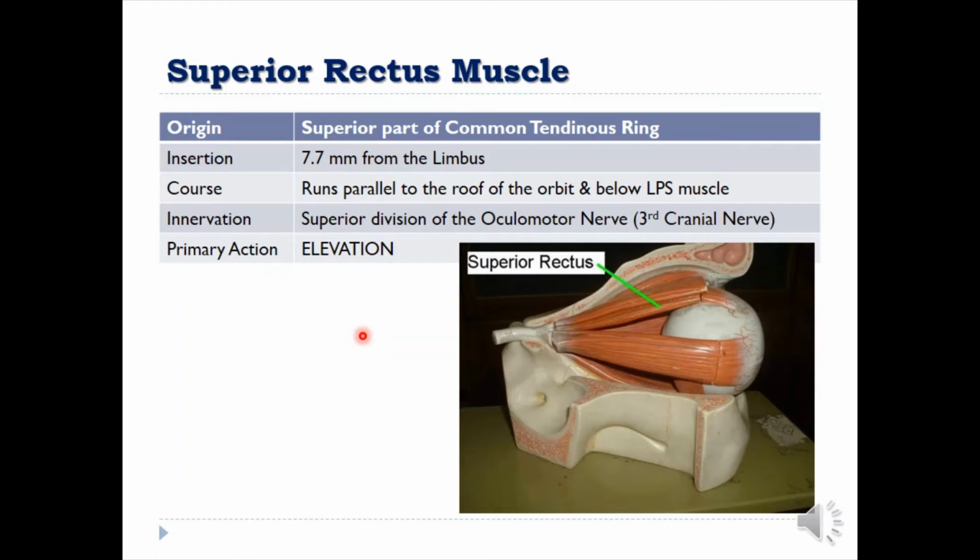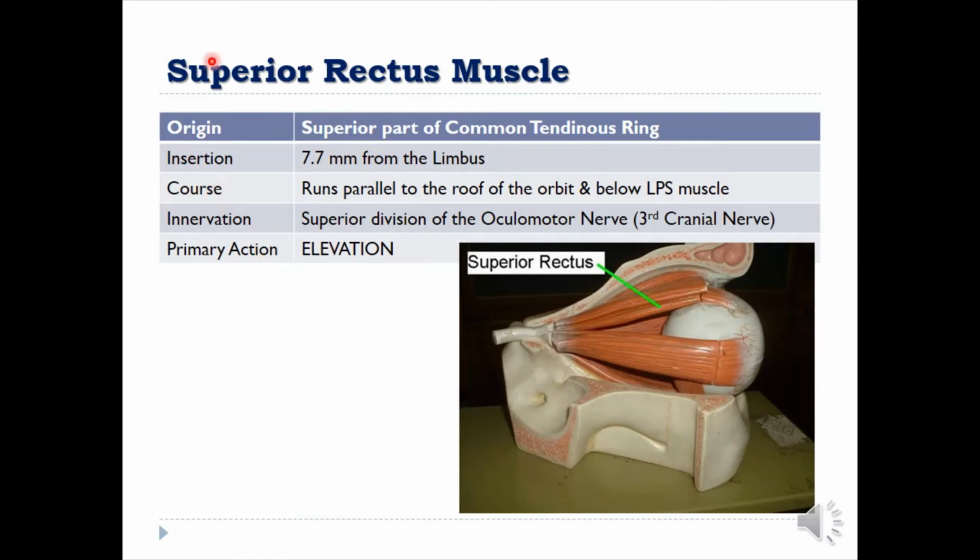Each muscle will be discussed under these headings: where the muscle originates, which we already learned, where it is inserted, and what is the course of the muscle. Course is nothing but how the muscle travels from the origin to the insertion. Innervation: which cranial nerve is supplying those muscles. Different nerves supply different muscles, so we have to learn the names of those nerves. And what is the primary action? What is the primary function of the individual extraocular muscles?